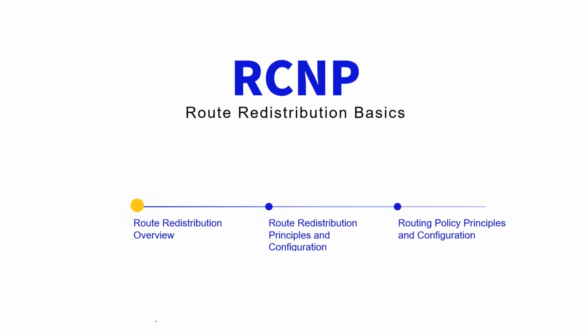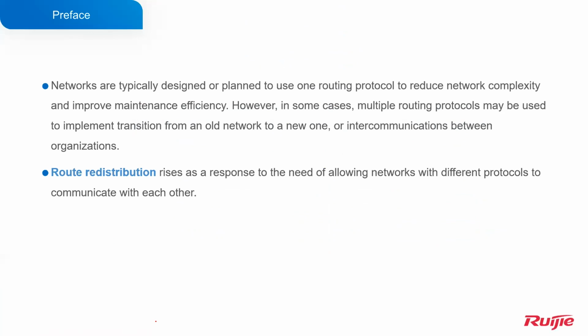About route redistribution, firstly, you should know that nowadays, networks are typically designed or planned to use one routing protocol to reduce the network complexity and improve the maintenance efficiency. However, in some cases, multiple routing protocols may be used to implement transition from an old network to a new one, or intercommunication between organizations. Route redistribution arises in response to the need of allowing networks with different protocols to communicate with each other.